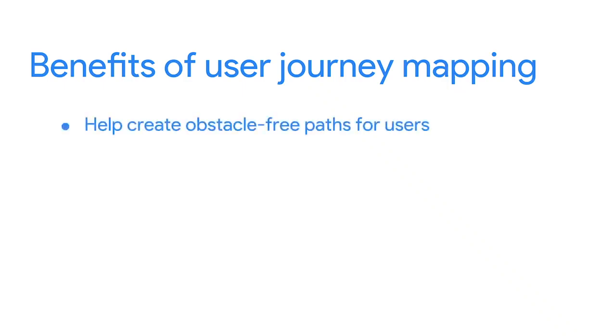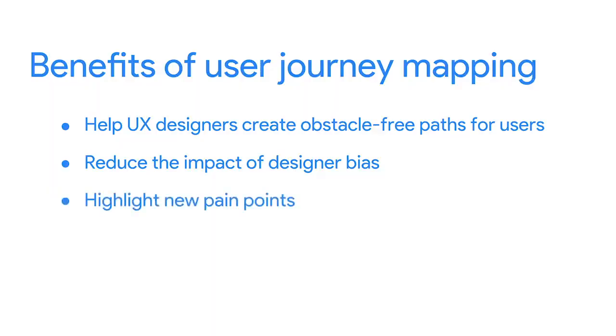First, user journey maps can help create obstacle-free paths for users that solve their pain points as clearly as possible. Additionally, user journey maps can reduce the impact of designer bias, which you might remember as a tendency for the designer to design according to their own needs and wants, instead of the user's. Creating a journey map lets you thoroughly detail the user's interaction with your design. That way, you can really focus on how a specific persona, and not you, thinks and feels at every step. User journey maps can also highlight new pain points that your user might experience along their journey as they use your product. And finally, user journey maps can help you identify improvement opportunities that could streamline the user experience and ease access to the product.